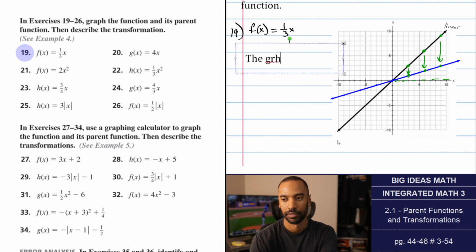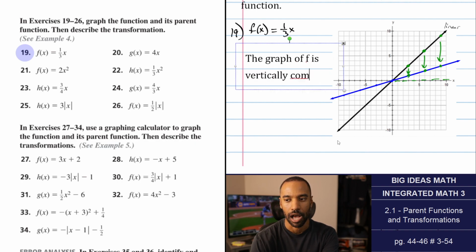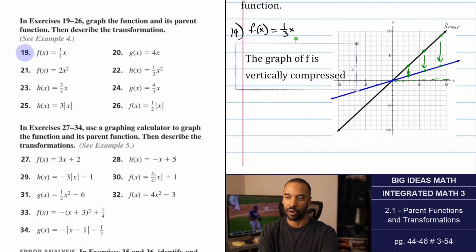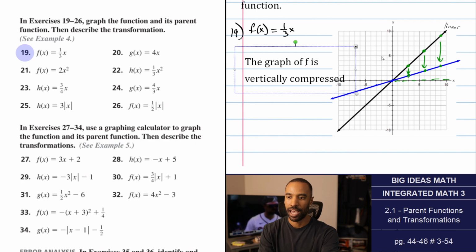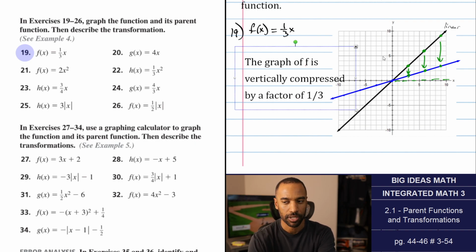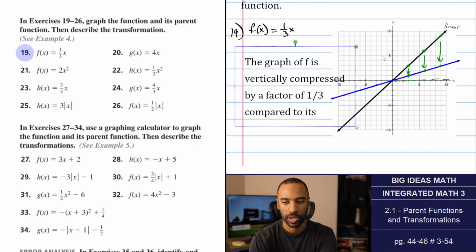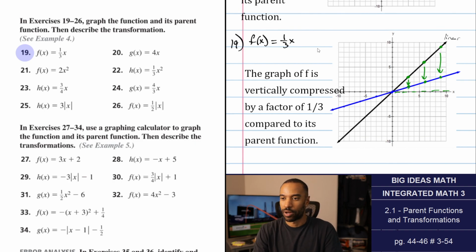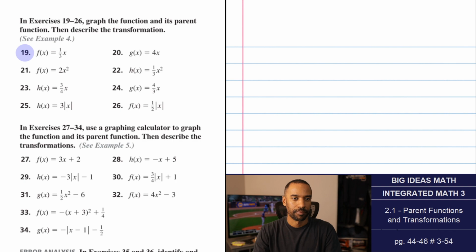The graph of f is vertically, I'll say compressed. I'm very bad at changing my own habits, even though I'm very aware of what they say. I want to probably stick to what I would say in the past. Is vertically compressed by a factor of 1/3. Now, I don't think they really say that part either, compared to its parent function. I'm probably getting a little more detailed, and I'm sure it's something that your own teacher would appreciate. If I taught it, that's what I'd say. All right, so that's number 19. Let's keep going on number 20.